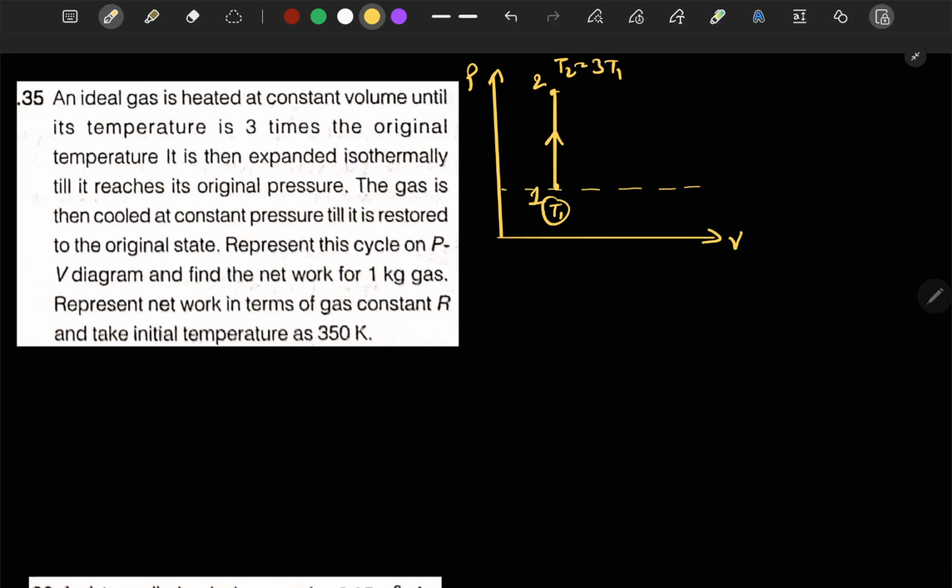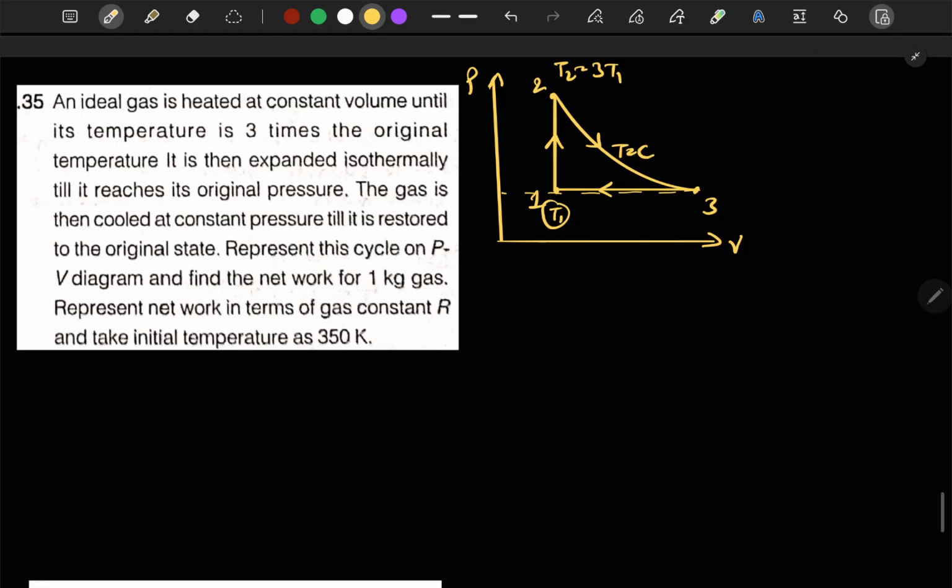This is the line, so it expands isothermally. Okay, so T is equal to constant from 2 to 3, at the original pressure. The gas is then cooled at constant pressure until it is restored to its original state. So 3, 2, 1. So this is the complete cycle, and it is asked to represent the cycle on a PV diagram, which we have already done. And the next part is to find the net work for 1 kg gas. Represent net work in terms of gas constant R and take initial temperature as 350 Kelvin. So T1 is equal to 350 Kelvin.